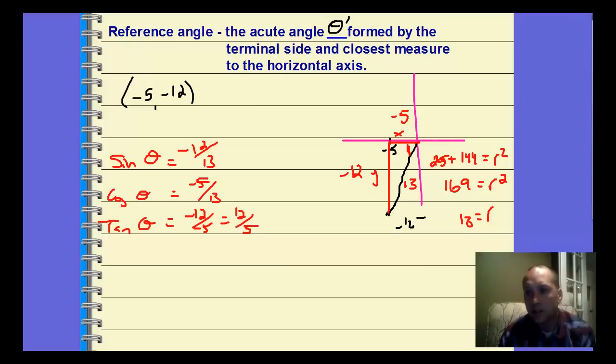And so you can go back to that saying, all students take calc, and since the point is in this quadrant, the tangent's positive, the other ones are going to be negative. So you get -5/13, -12/13, and +12/5. So that's how you'd find the trig functions. And you could find all 6 by just doing reciprocals, but we're going to call it good with those 3.